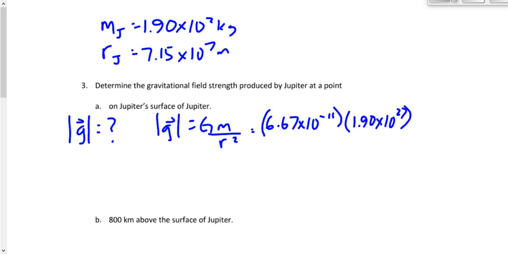27, yes. That would be a light planet, actually, wouldn't it? 10 to the 2 is 190 kilograms. There's people that weigh more than that, for heaven's sake. 10 to the 27, thank you. Divided by r, 7.15 times 10 to the 7 meters. And again, here's where a number of people messed up on this. Square that. Square that. And when we do, we end up getting 24.8.